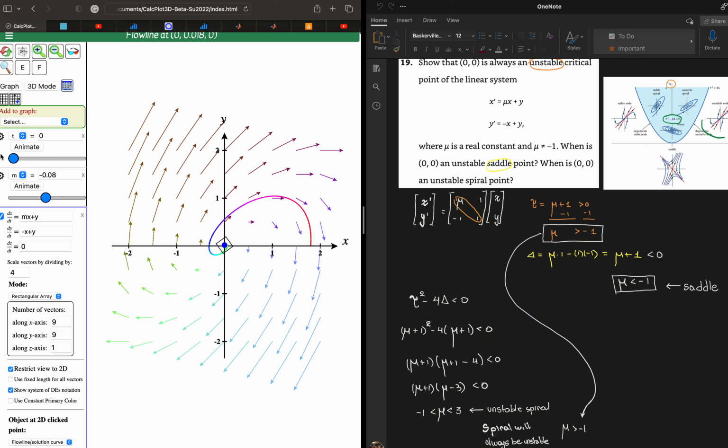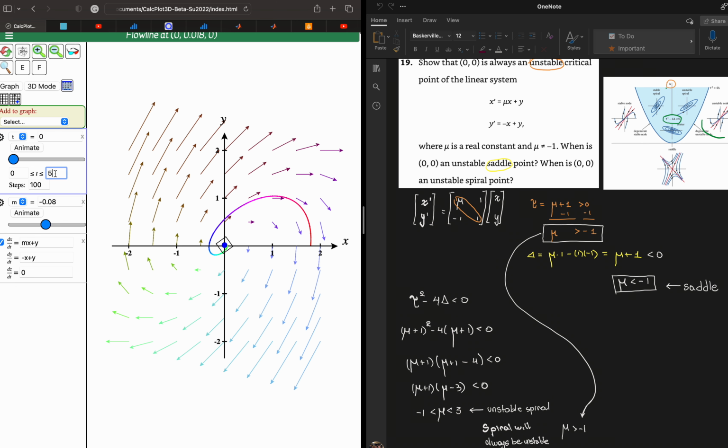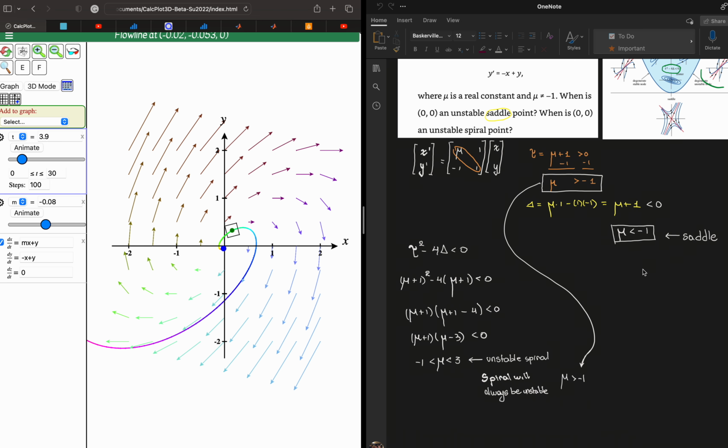See? I can make this, for example, make it 30, and if you animate the time, it's just going to go away. It's just going to go away. It's just going to go away. And now, let me show you that if we get a mu less than -1, so that's going to be right here. Let's put like -1.1.